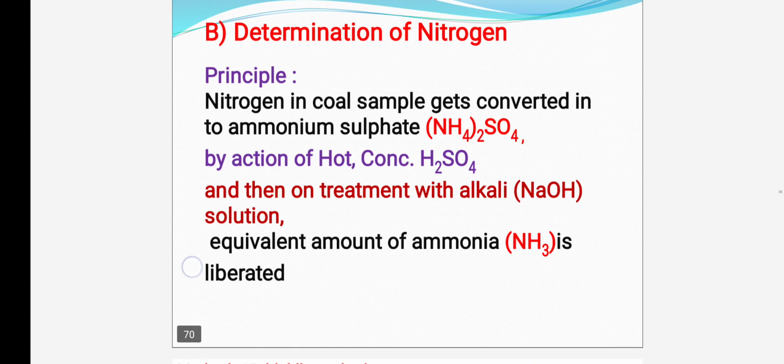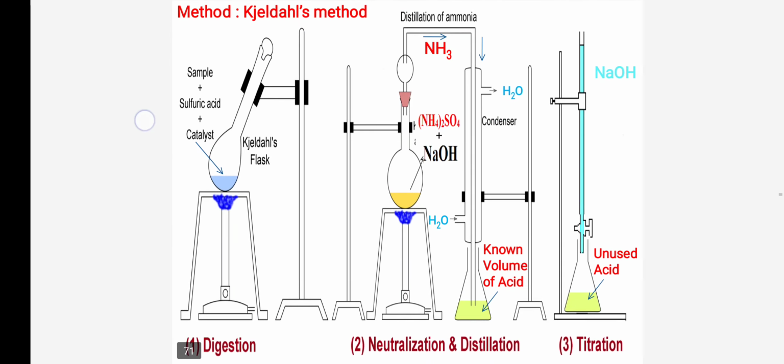Okay, now we will see the method of determination. Now, diagrammatic presentation is in front of you. So in the method, the first one is the digestion. What does digestion mean? The nitrogen in the coal sample, we are mixing with sulfuric acid in the presence of a catalyst. As the catalyst, we use K2SO4, and the role of the catalyst is to alter the rate of reaction, to speed up the reaction.